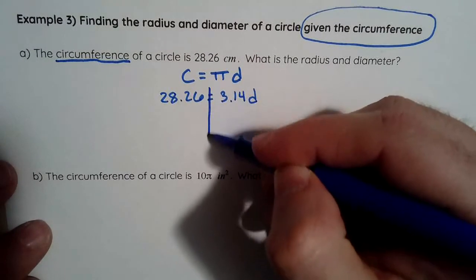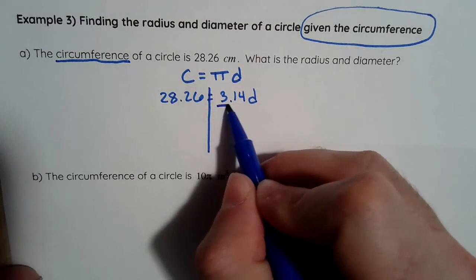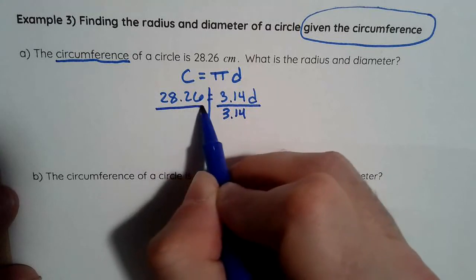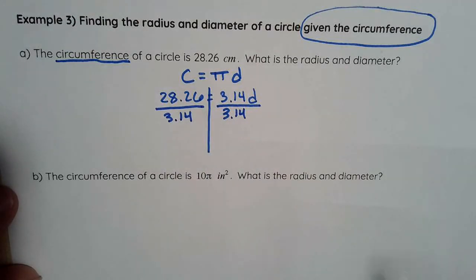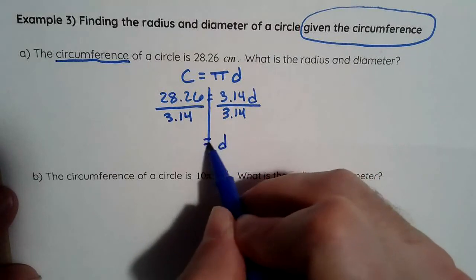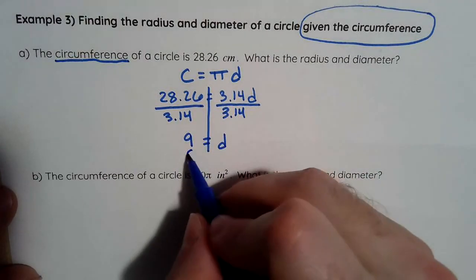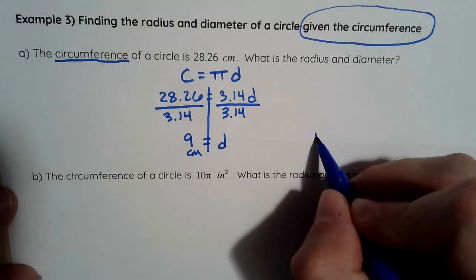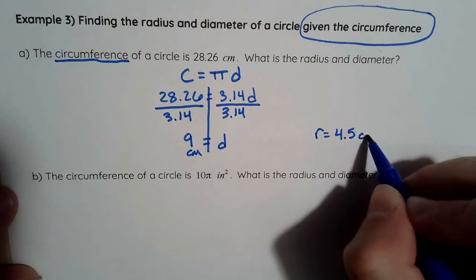I'm going to draw my line, and I need to undo multiplying by 3.14, so I'm going to divide by 3.14. That's going to give me a value for the diameter of 9. So the diameter is 9 centimeters. The radius is half of that, 4.5 centimeters.